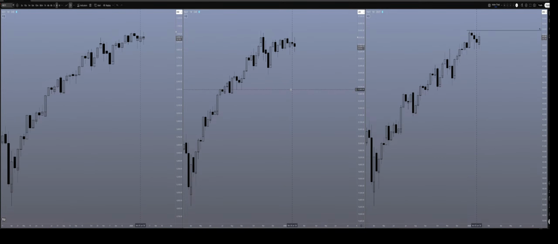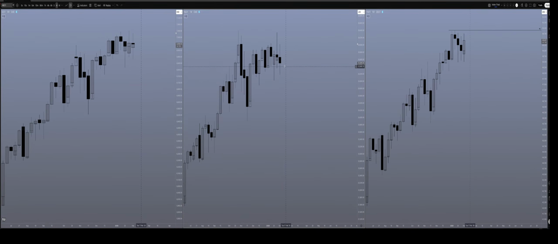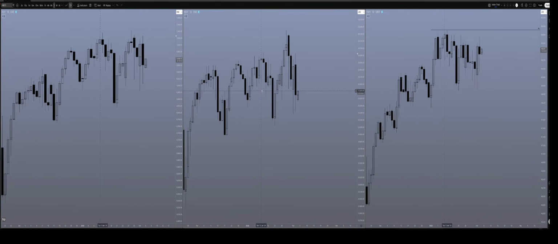Weekly, no CSD, no confirmation, so we've got a range weekly profile. Okay, all assets wicked below again on Monday, didn't they? Let's just have a look at the daily.